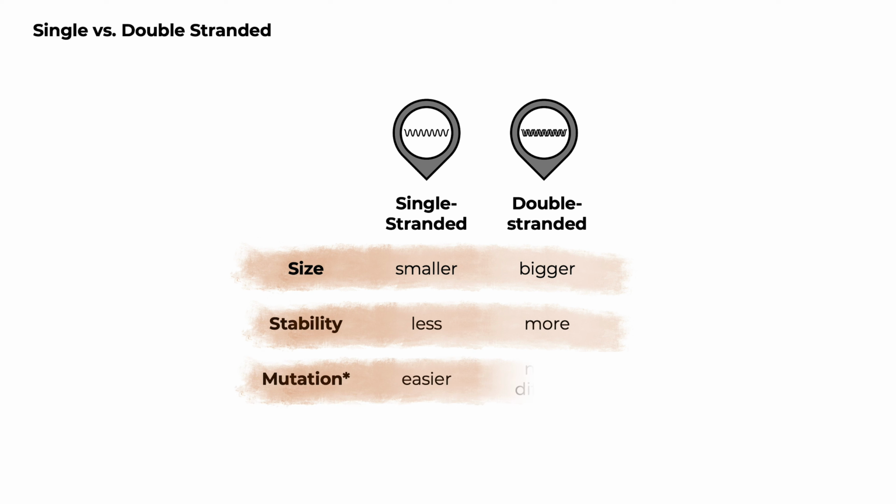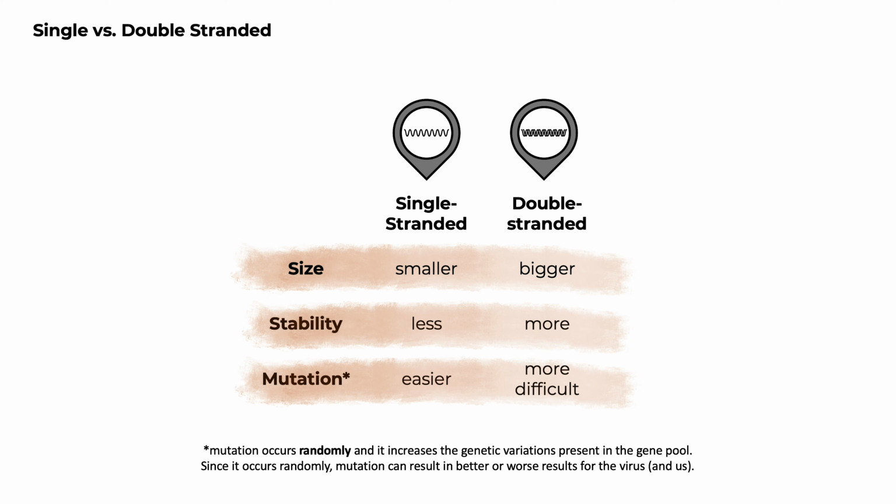And this will also mean that it is more likely for the single-stranded genetic material to mutate as compared to a double-stranded one. Do note that mutation occurs randomly, and with more mutation, there will be more genetic variation present in the gene pool. Since mutation occurs randomly, it is possible for mutation to cause the virus to be less effective, and that's a good thing for us. So do not assume that mutation is always a scary thing that is going to make the virus into some super virus.